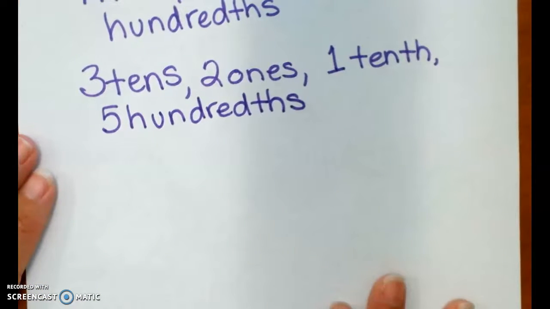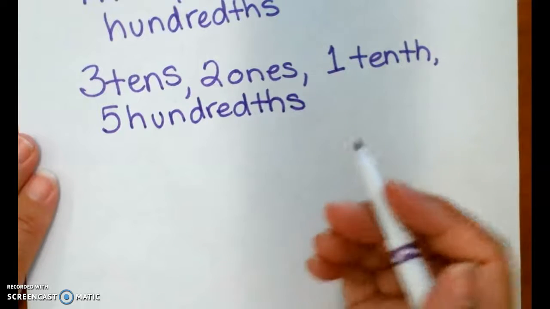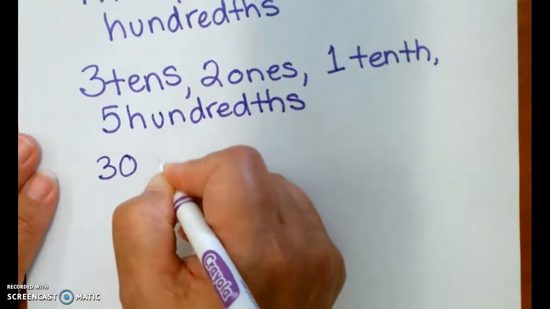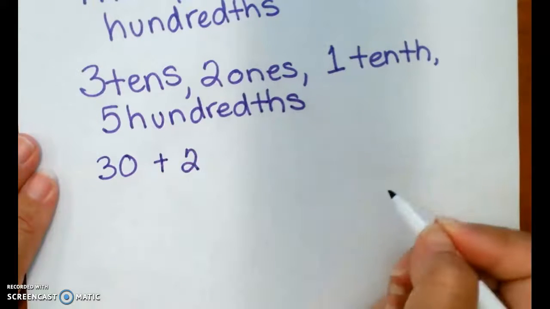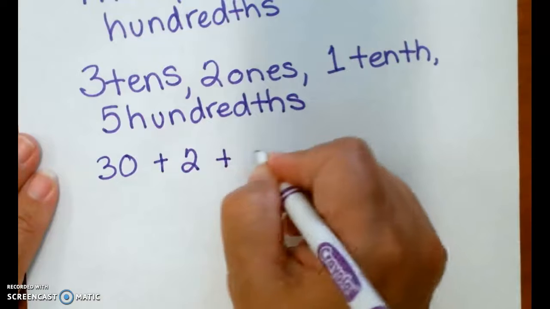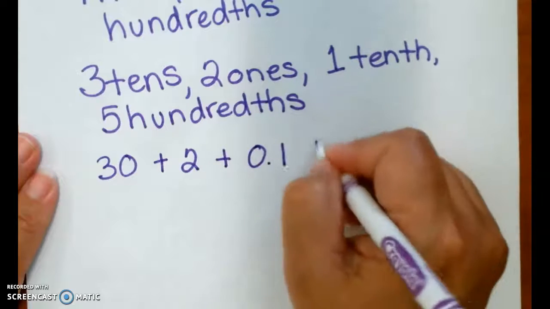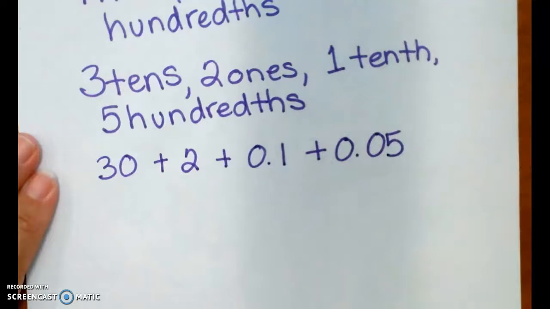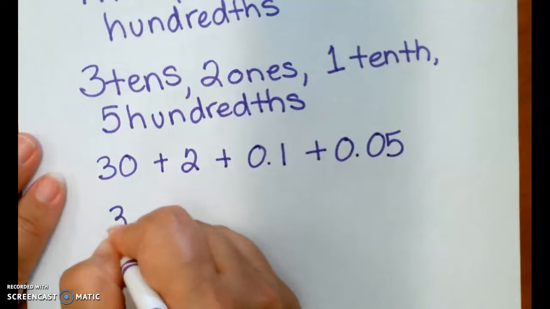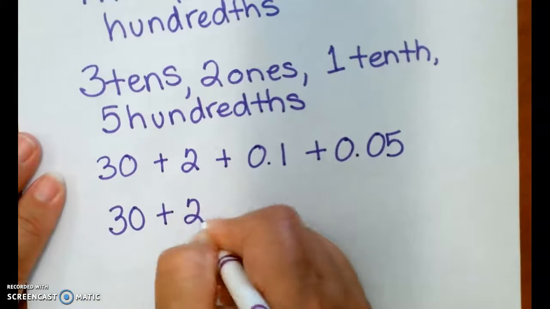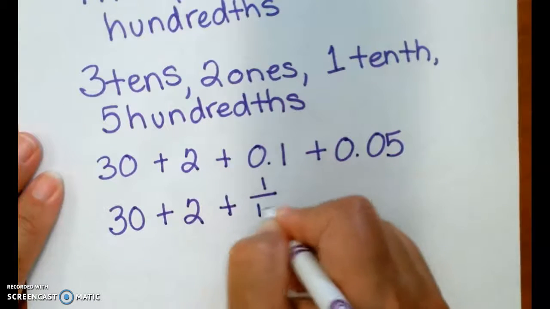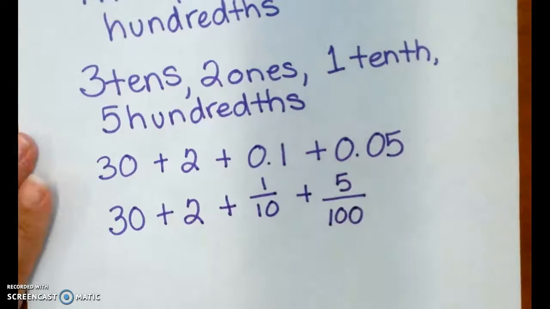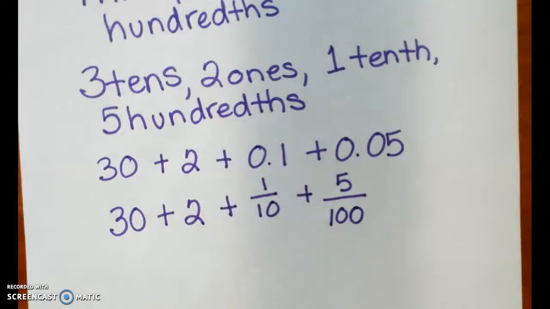Next, we're going to do it in expanded form with fractions. So I have 30 plus 2 gives me 32 plus 1 tenth plus 5 hundredths. And last, we're going to do this with fractions. I have 30 plus 2 plus 1 tenth plus 5 hundredths. All right, I hope you guys got all that, and I will see you tomorrow.